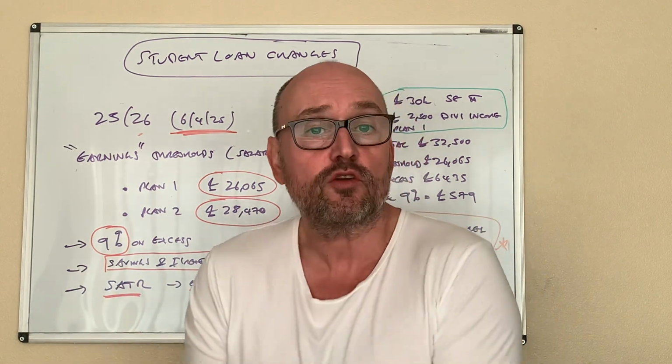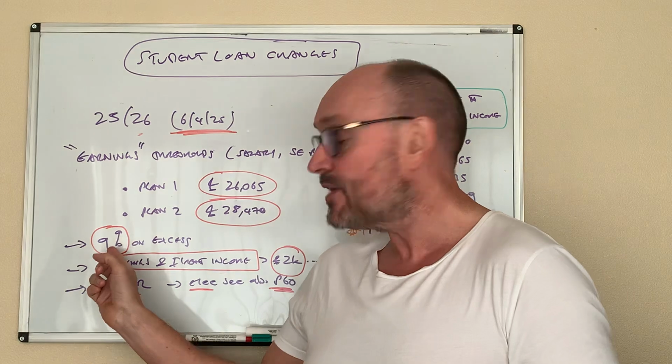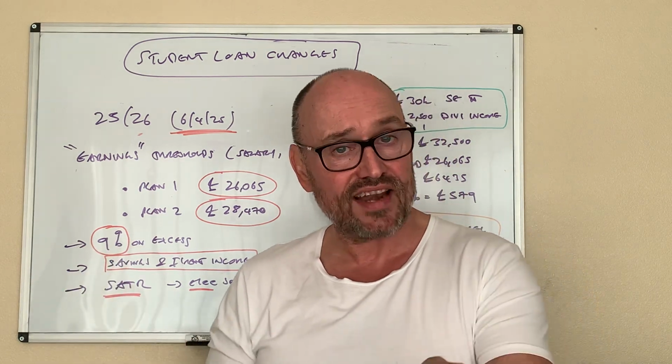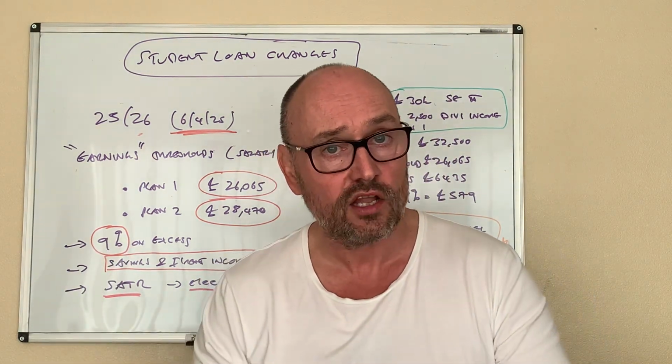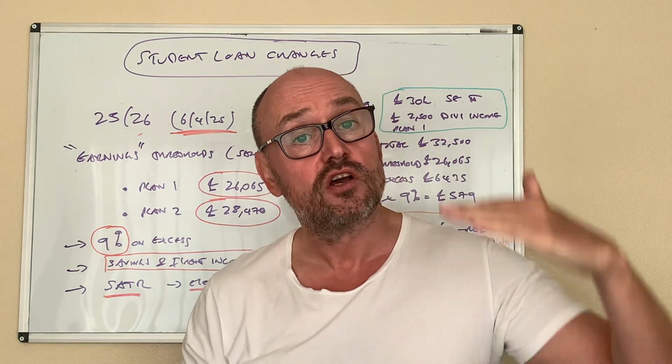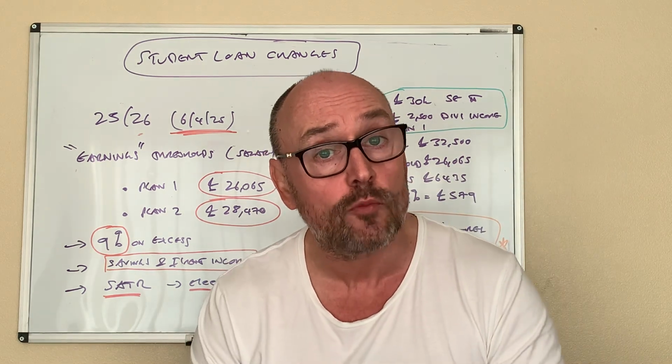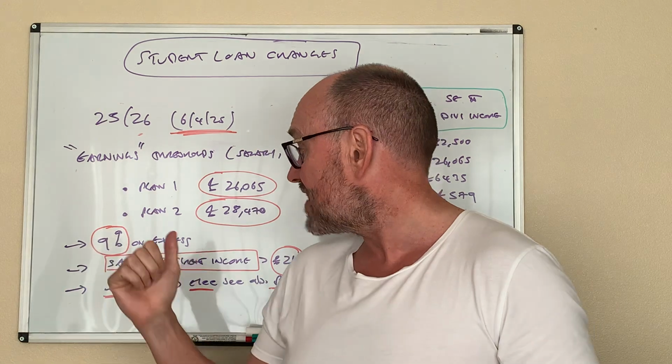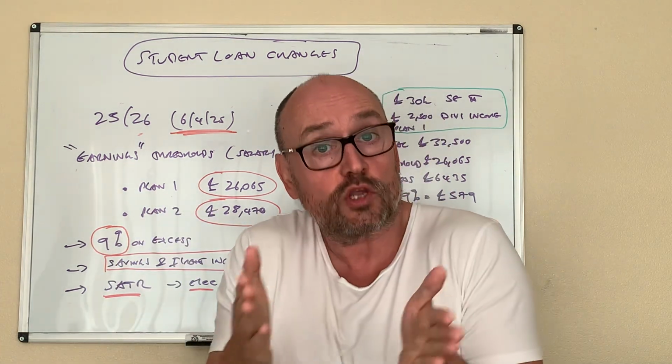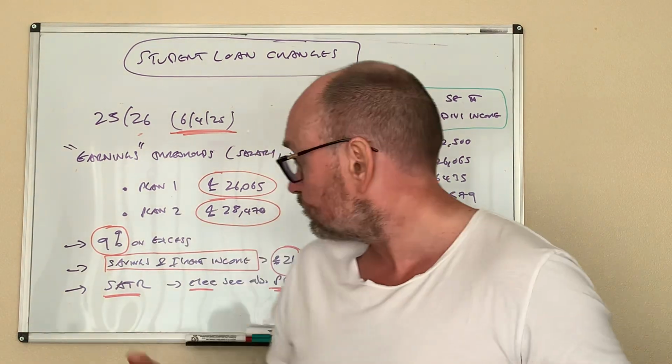So what happens if you're earning in excess of those thresholds? Well, the rate that you pay back your loan is 9% on the excess. That isn't changing. That's been 9% for a while. Just the actual thresholds themselves have gone up. So 9% on the excess is what you will pay back on your student loan.